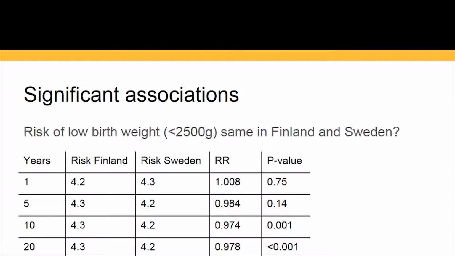Considering the top row, we see that the risk estimate is a little bit higher in Sweden, with a risk ratio of 1.008. So this is the risk in Sweden divided by the risk in Finland. And these numbers are percentages. Still, looking at the p-value, we get no difference between the countries. The second row also shows no difference, but now the risk ratio is flipped so that the risk in Finland is higher than in Sweden.